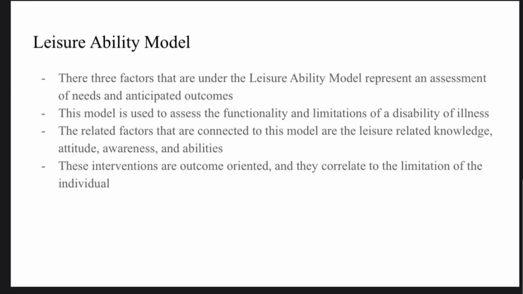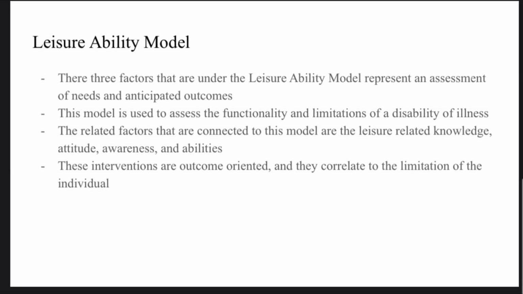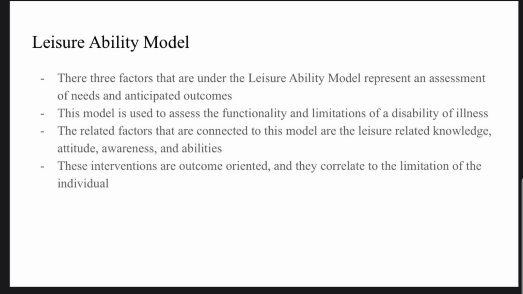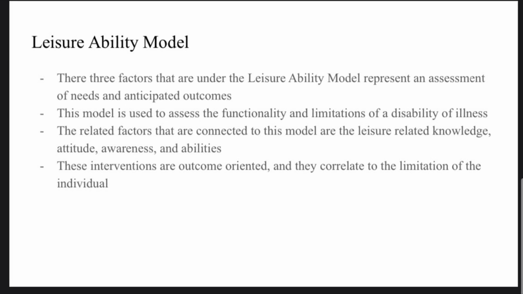So leisure ability model. These 3 factors that are under the leisure ability model represent an assessment of needs and anticipated outcomes. This model is used to assess the functionality and limitations of a disability or illness. The related factors that are connected to this model are the leisure-related knowledge, attitude, awareness, and abilities. The information on these disabilities or illnesses are then used to make a program intervention. These interventions are outcome-oriented, and they correlate to the limitations of the individual.